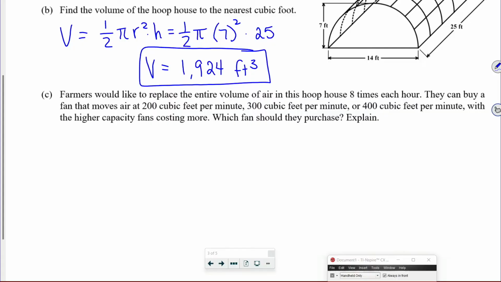Letter C. Farmers would like to replace the entire volume of air in this hoop house 8 times each hour. They can buy a fan that moves air at 200 cubic feet per minute, 300 cubic feet per minute, or 400 cubic feet per minute, with the higher capacity fans costing more. Which fan should they purchase?